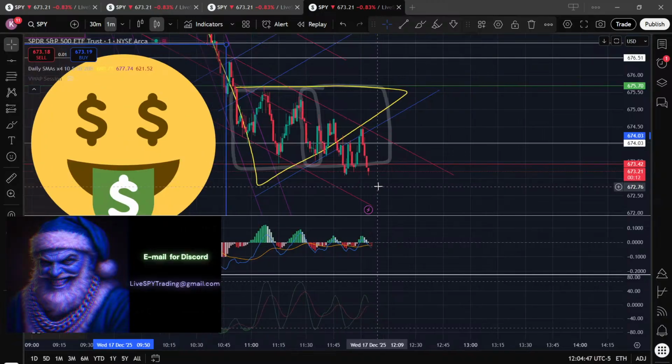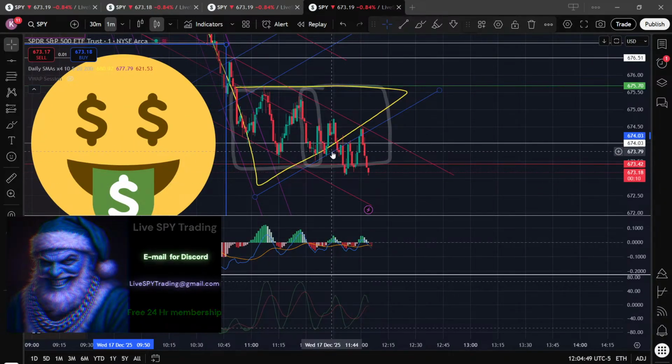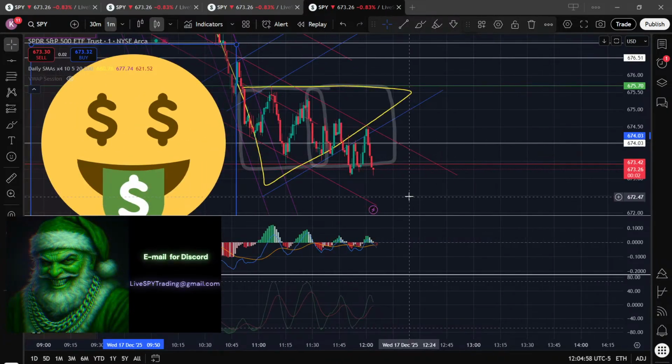Okay, sticking to the strategy, I got in on blue. I was supposed to wait for the retest and reject. I got in on blue, and then it got very uncomfortable. So now we're in profit. I'm letting it run. I'll be right back. I'm just updating you.